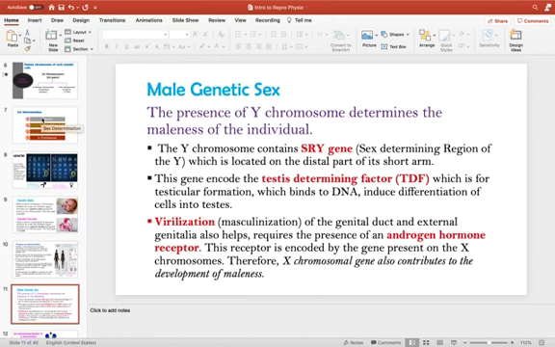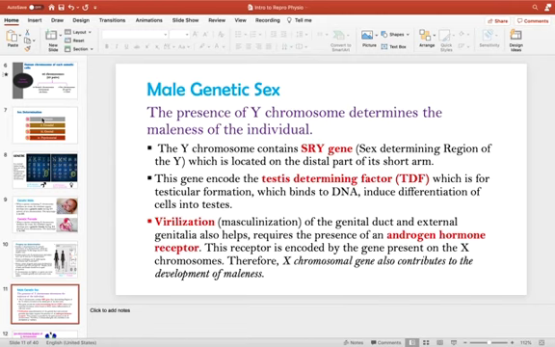Male genetic sex. The presence of the Y chromosome determines the maleness of the individual. So the genetic sex is determined by the Y chromosome. The Y chromosome contains the SRY gene, or sex determining region of the Y, which is located on the distal part of its short arm. This gene encodes the testis determining factor, which binds to DNA and induces differentiation of cells into testes.